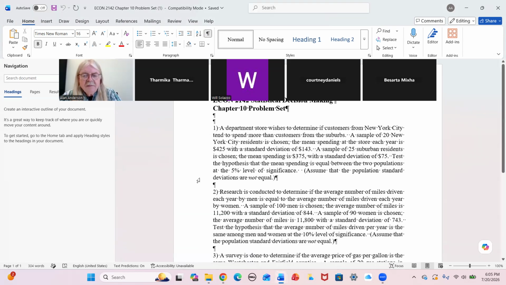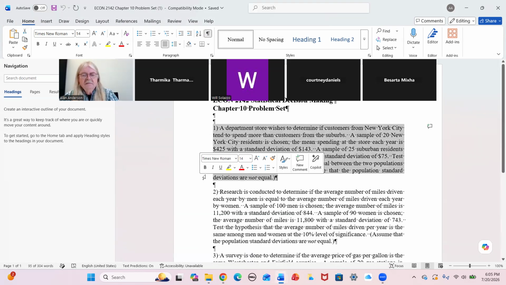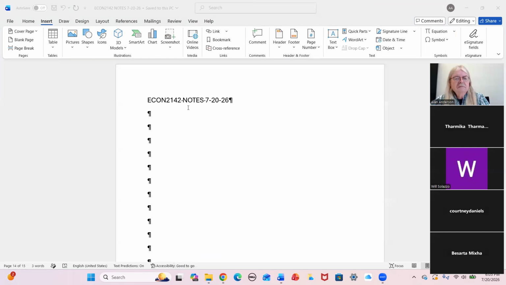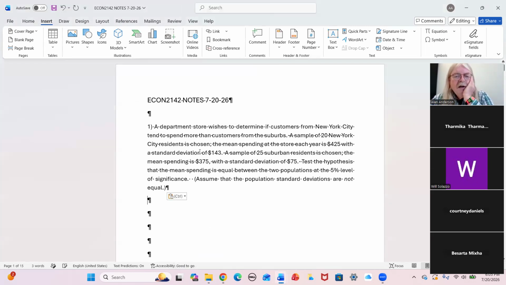All right, so I'm going to copy this. All right, so we have a department store that wishes to determine if the customers from New York City tend to spend more than the customers from the suburbs. A sample of 20 New York City residents is chosen. The mean spending at the store each year is $425 with a standard deviation of 143.